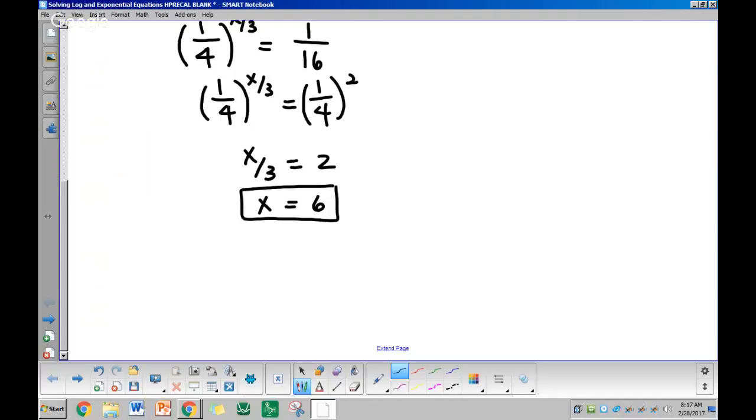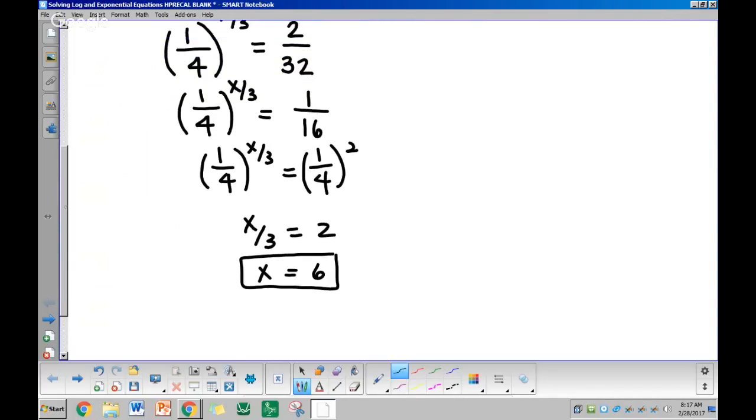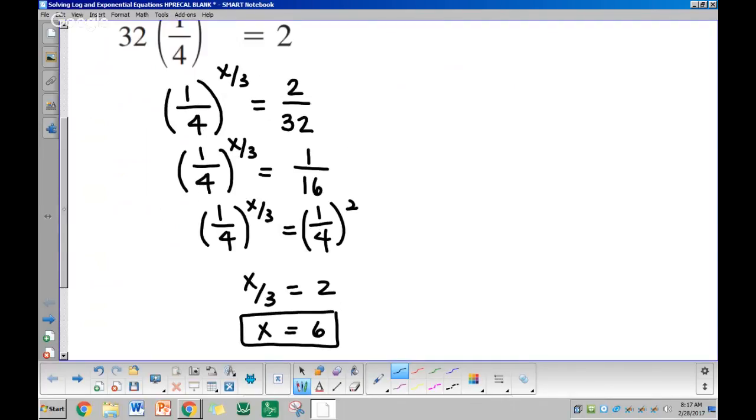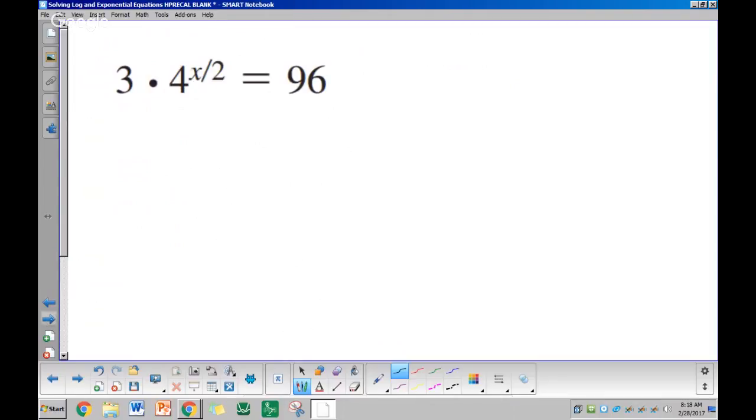So that's the algebra you can use here when you have the possibility of getting the same base. The strategy is, if you can get the same base, you set the exponents equal to each other. Okay? Let's do it one more time.